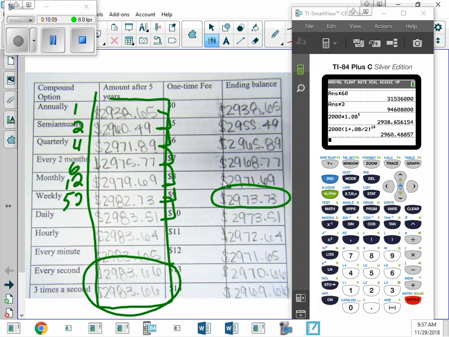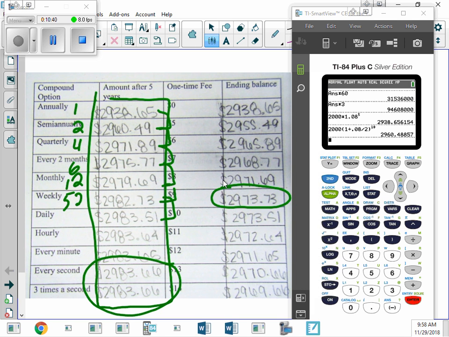And does anybody have those numbers on their calculator? How far out do you have to go before you see a difference? Is it way past a penny? It's quite a ways out there. How many decimal places before you see a difference? 5? So yeah, you've got to go out to a thousandth of a penny before you notice a difference between every second and 3 times a second.